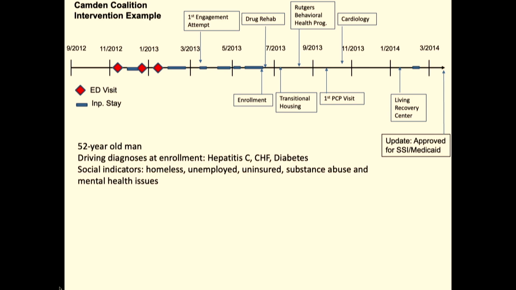The kinds of help provided by the Camden Coalition care teams included connecting this patient to a drug rehabilitation center, providing transitional housing, and connecting this person with a cardiologist because of the congestive heart failure problem. The social worker also worked with this patient to get Social Security income approved, as well as to get insurance for this patient.